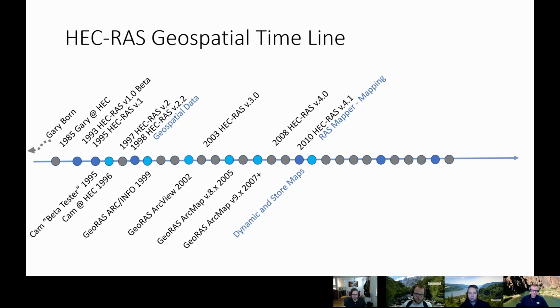Cam, before you go any further, I want to ask you a few questions. So one, who came up with the name RASMapper, and was that contentious, or did everybody kind of agree with the name? No, it's not ever easy naming anything. RASMapper, I think we fell onto it because the only thing we could do was map inundation results. So I think it was actually easy.